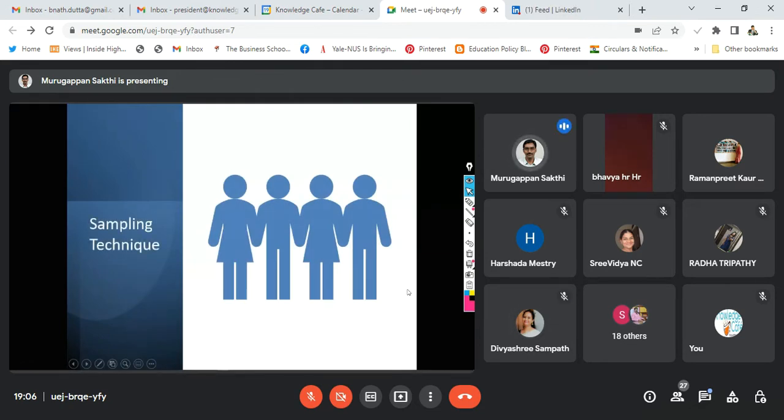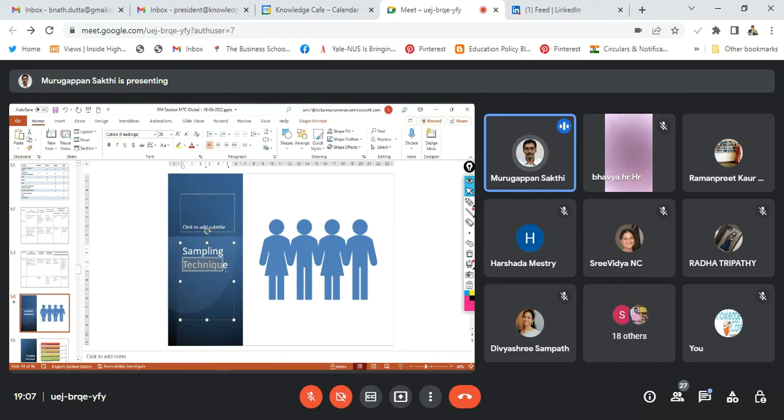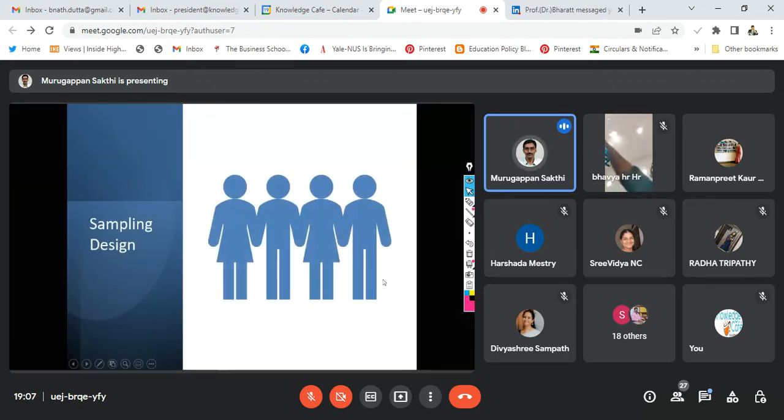Now, it's sampling technique. It's a very important part of research methodology. Whenever you are writing a research paper, under the research methodology, research design is one component, and sampling techniques, or sampling design, is another component. I can even fine tune this title as sampling design. These are the two major components of the research methodology.